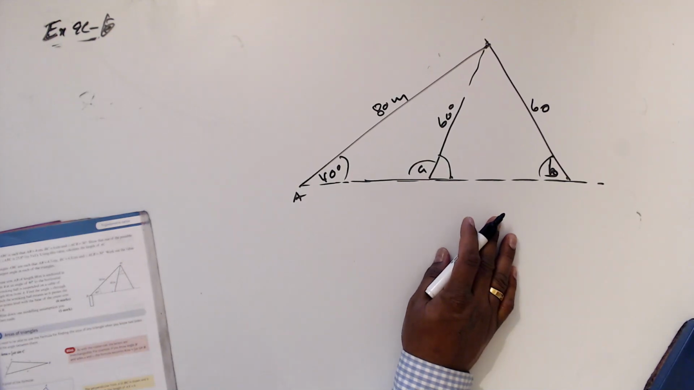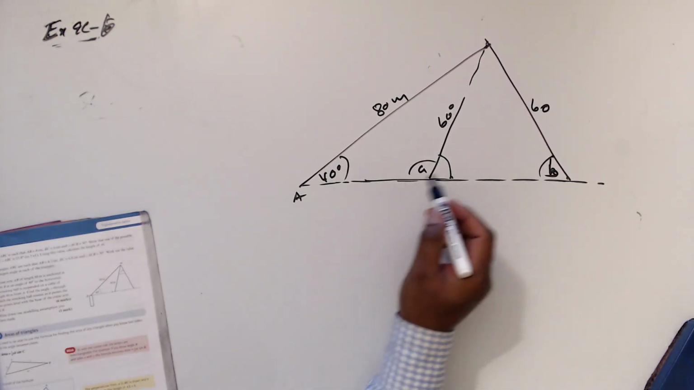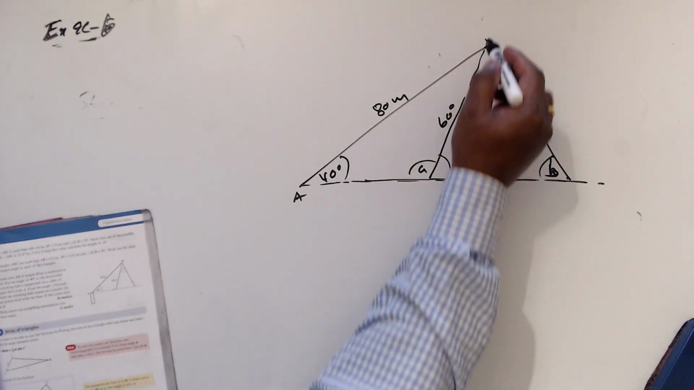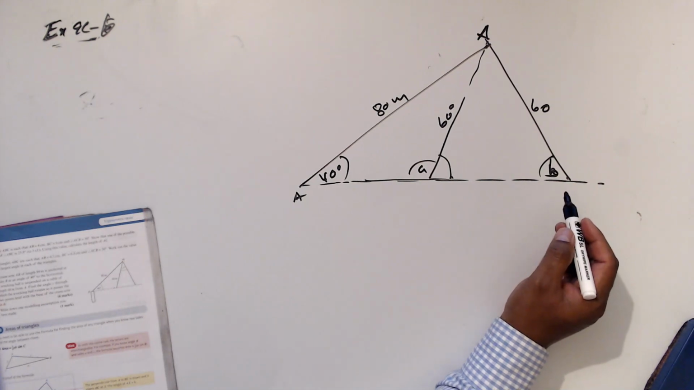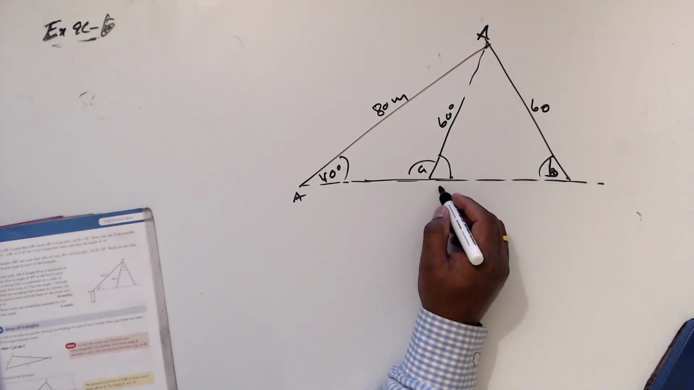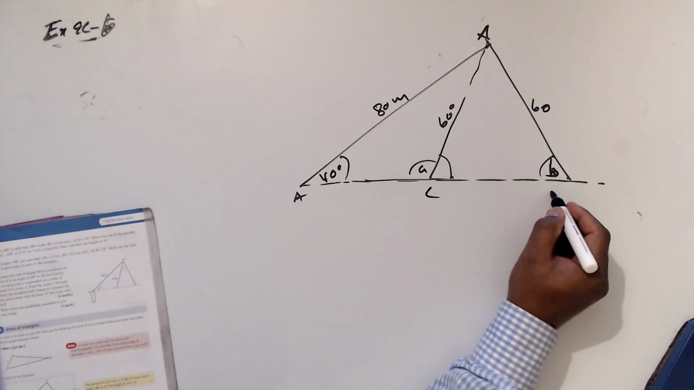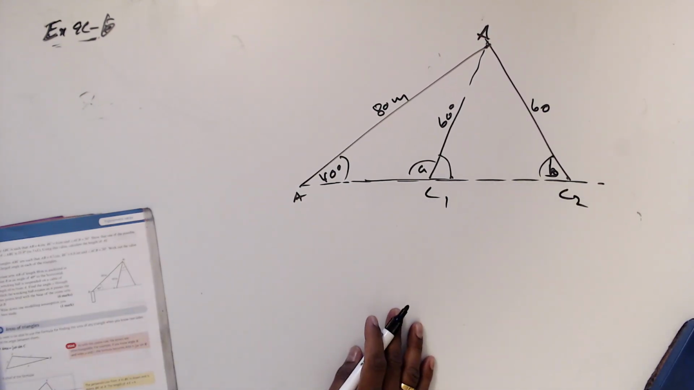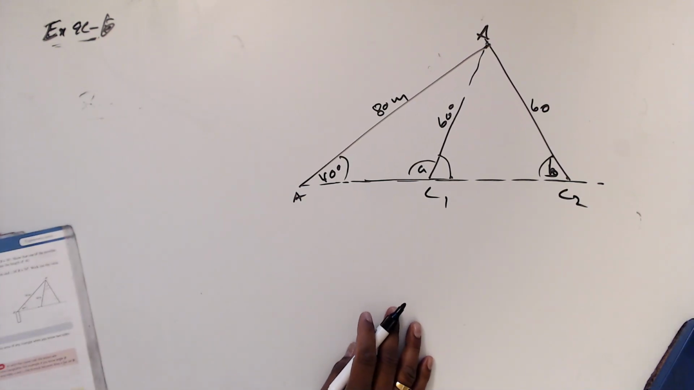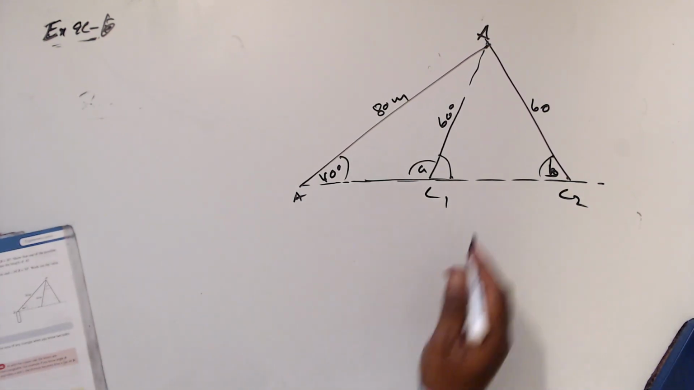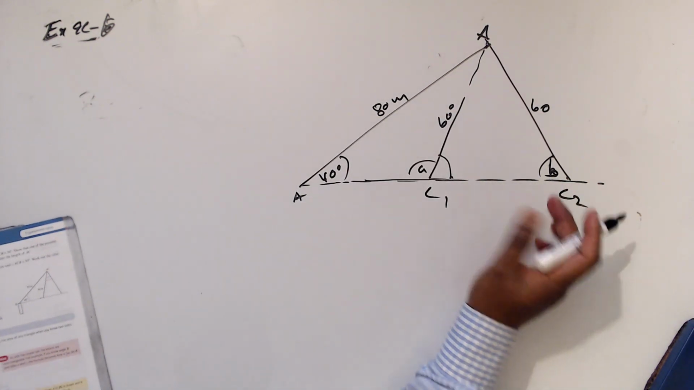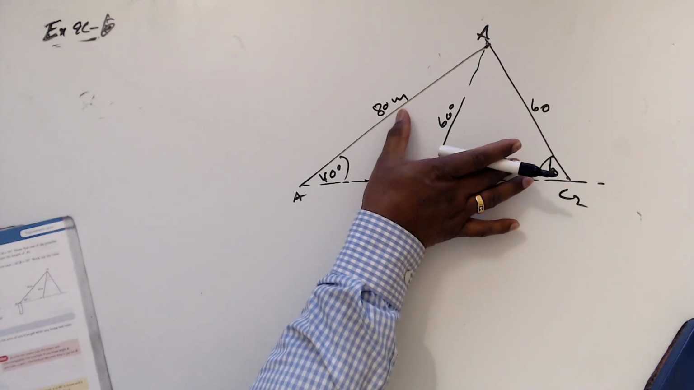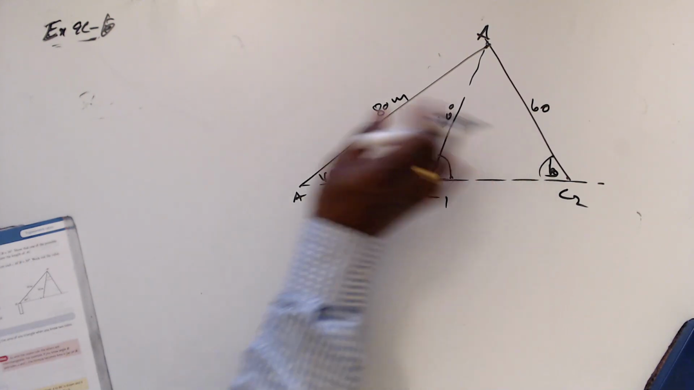Question number 6. This is 40 degrees, 60, and this is also 60. And this is A point, and this is, I will take C and C1, C1 and C2. Now, first of all, I'll consider the big triangle, and I know these two pairs, and I can find B from here.